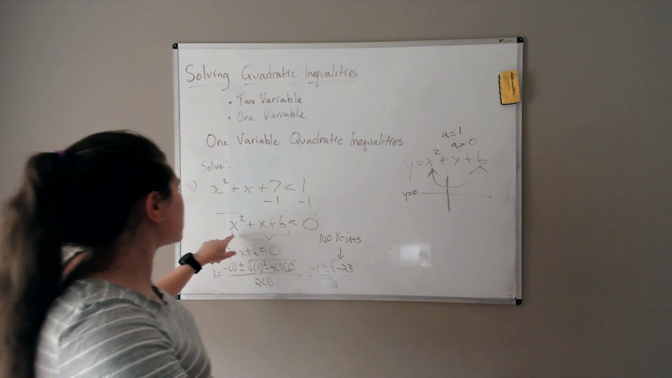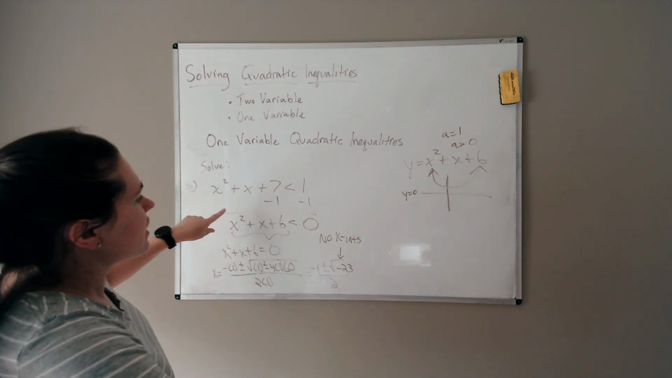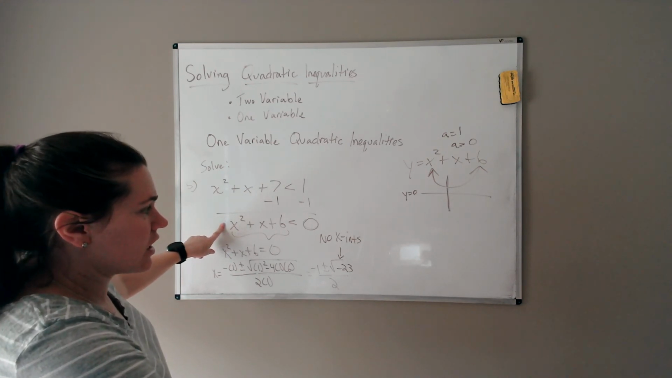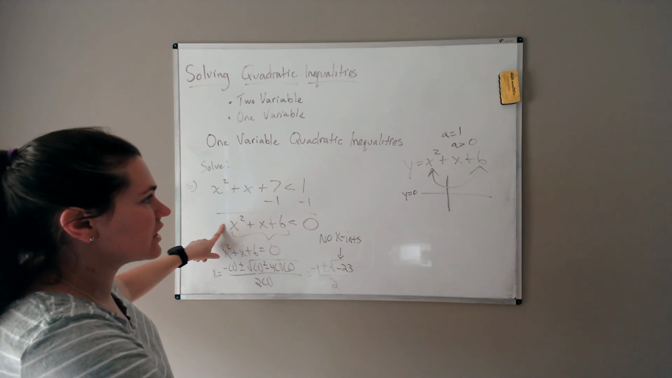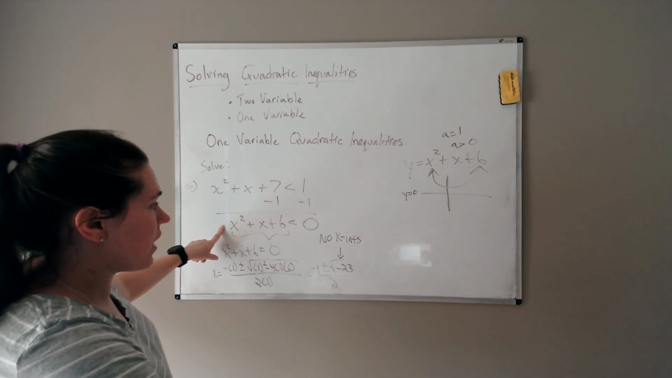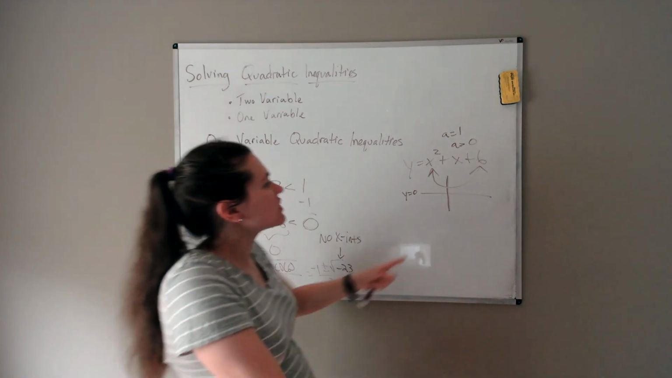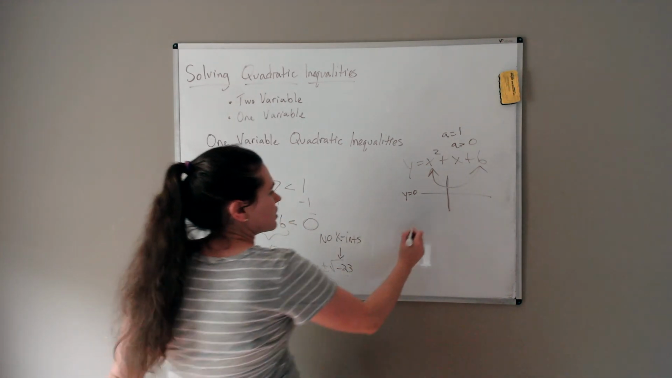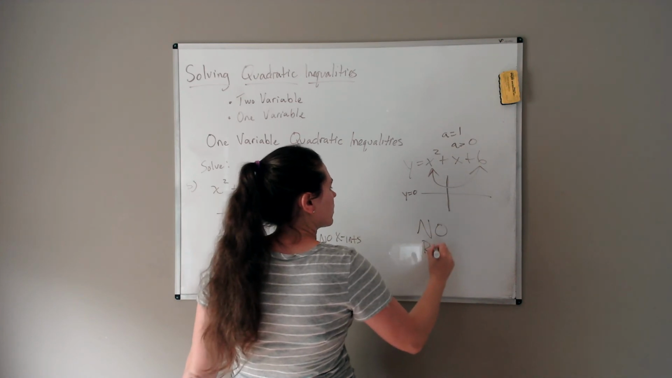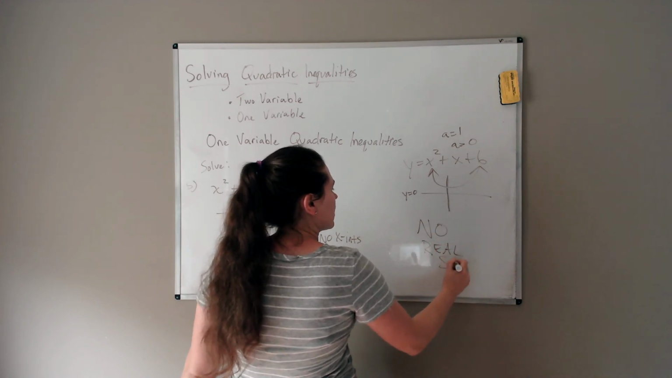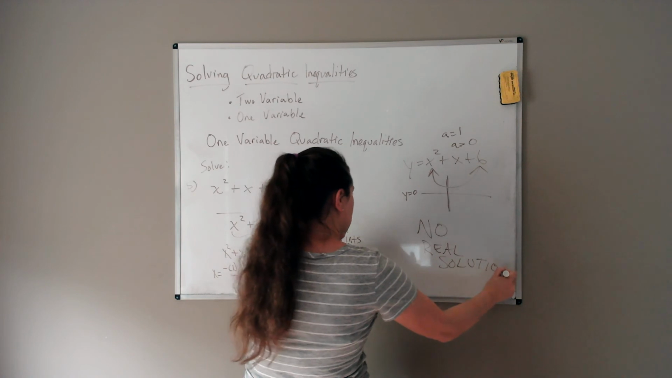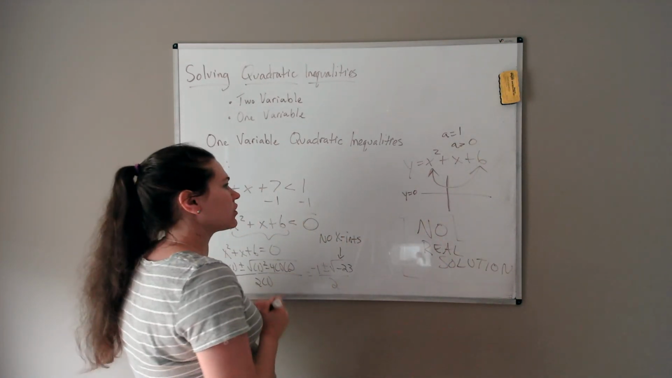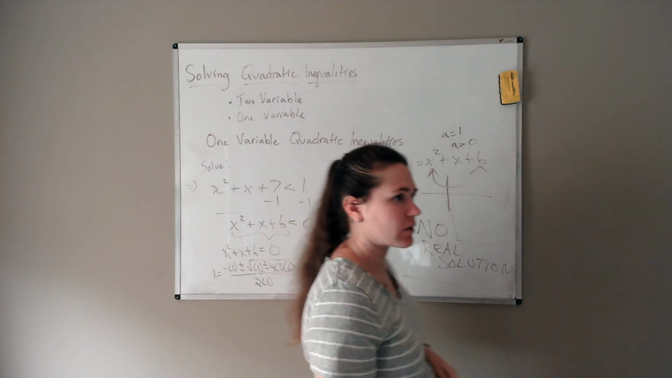And this problem says, name the x's that are less than 0. Well, there are no inputs that can ever give you an output that's less than 0. So the answer to this is no real solution. There's no real solution to this. There's no real value that can make this 0.